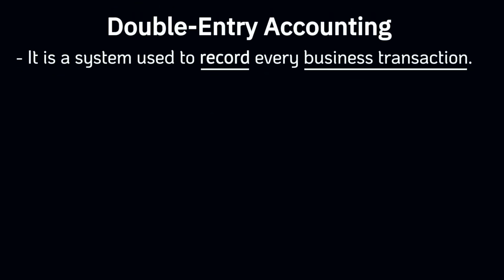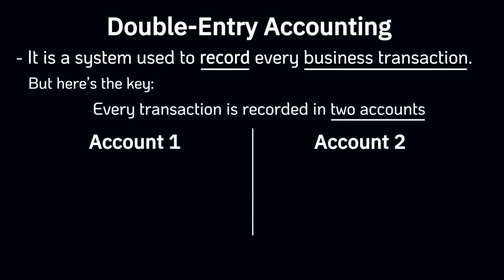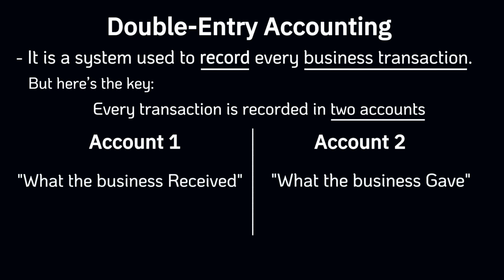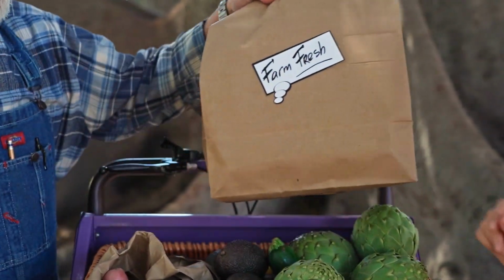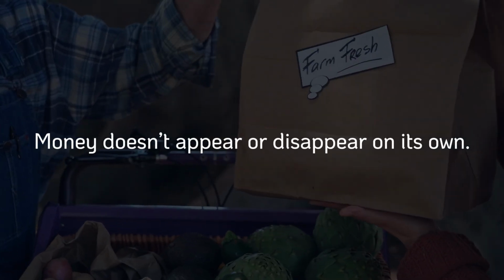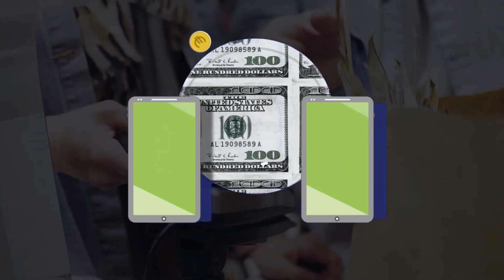it works. Let's begin. So, what is double entry accounting? Double entry accounting is a system used to record every business transaction. But here is the key part. Every transaction is recorded in two accounts. One side shows what the business gave and the other side shows what the business received. Because in real life, when something comes in, something else always goes out. Money doesn't appear or disappear on its own. That's why every transaction has two sides, and this keeps your books balanced.